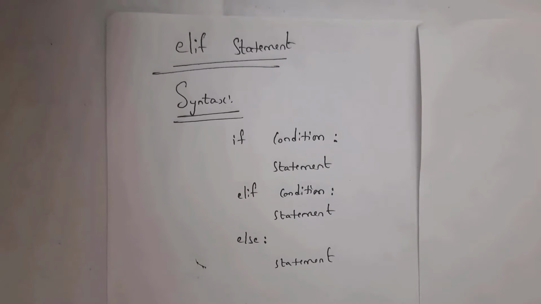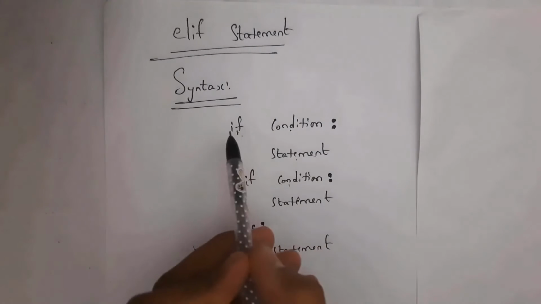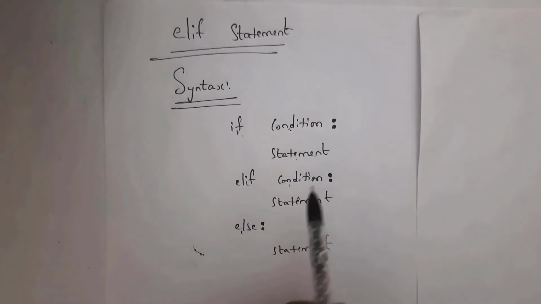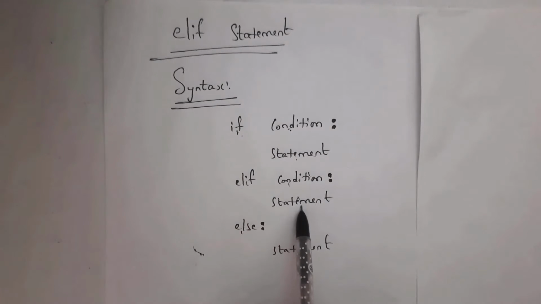Next I will explain the elif statement. The elif statement is the same as the else if statement in C. From multiple statements, if you want to select only a single statement based on the condition, then you need to use the elif statement. This is the syntax. Here at first you need to give the if condition and statement. After that give the elif condition and statement. At last give else and write the else statement.